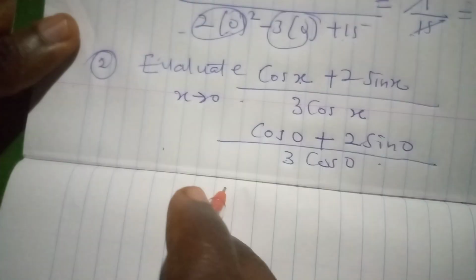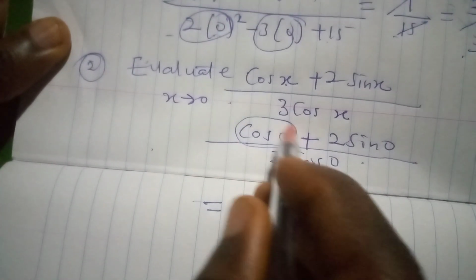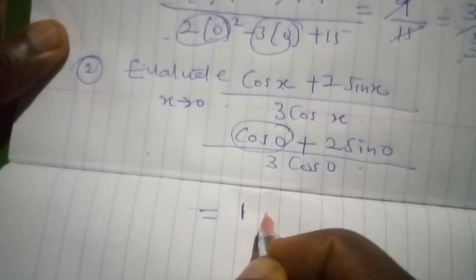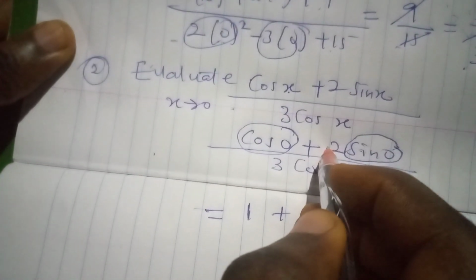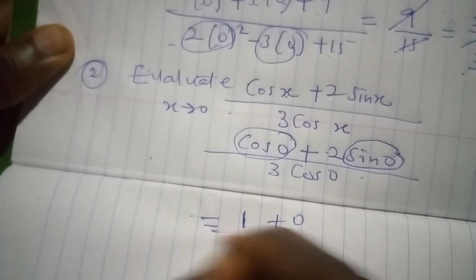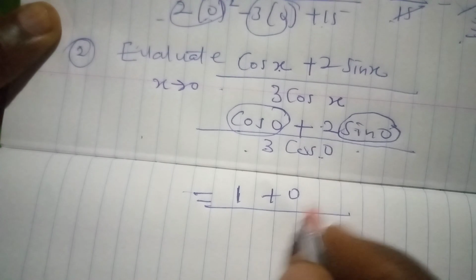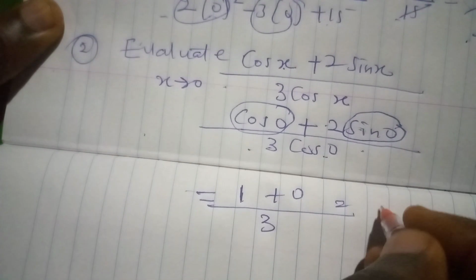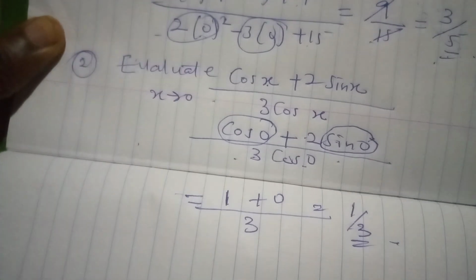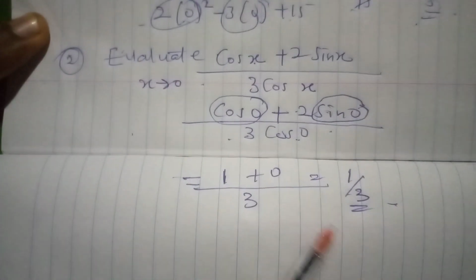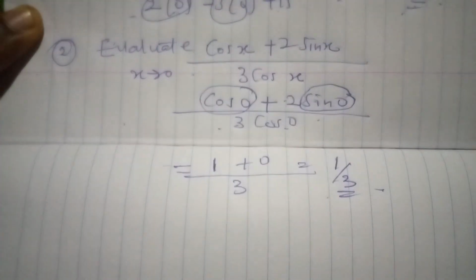So what does that mean? Cos 0 is 1. Sine 0 is 0, and 0 times 2 is 0. That means 1 plus 0 all over, cos 0 is 1, 1 times 3, that is 3. 1 plus 0, that is 1, all over 3. 1 over 3. Can you see? It gave me the real value, so there is no problem.